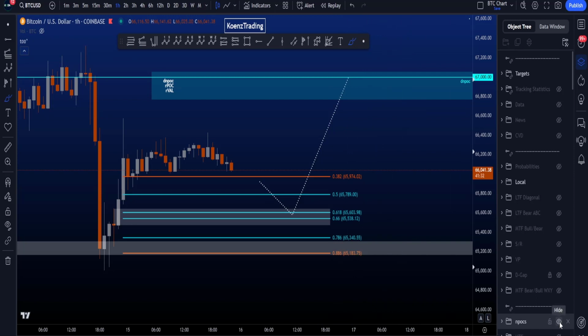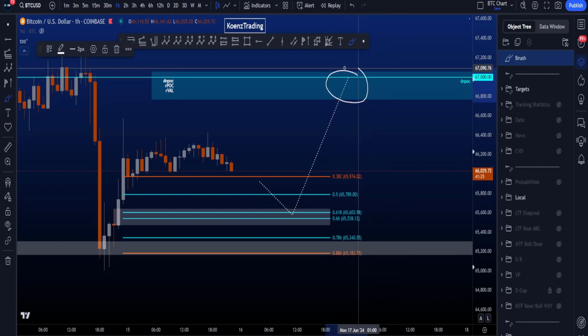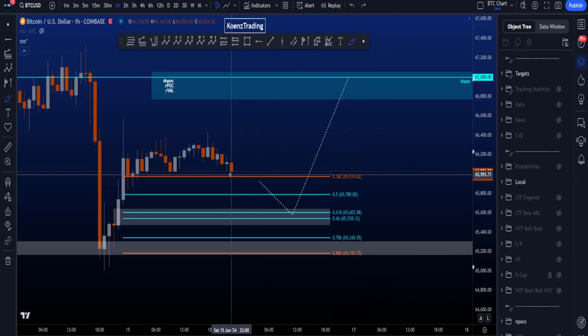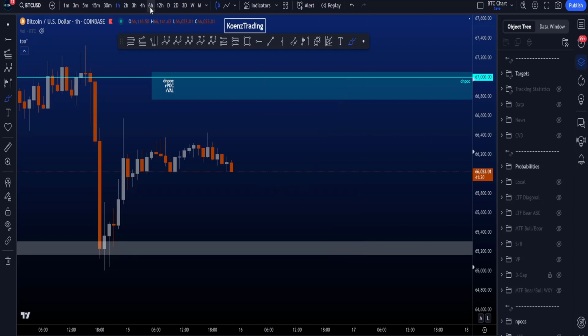And the most important area of resistance is the daily naked point of control at 67k. So I'm still looking for price to eventually move towards the upside here, but a bit of a retracement first would be good to see.